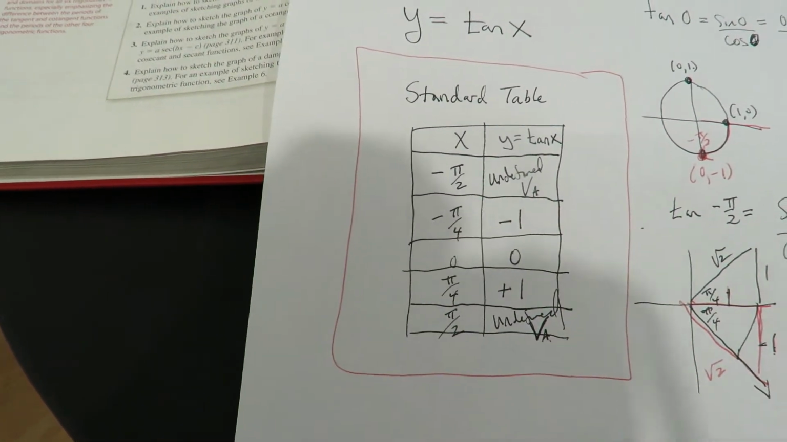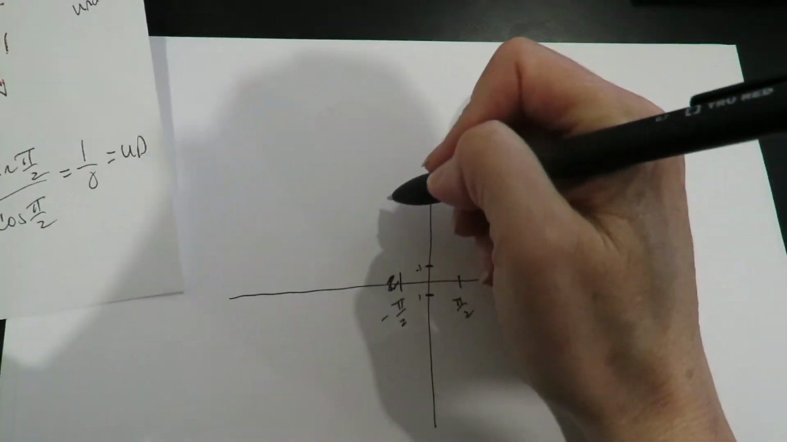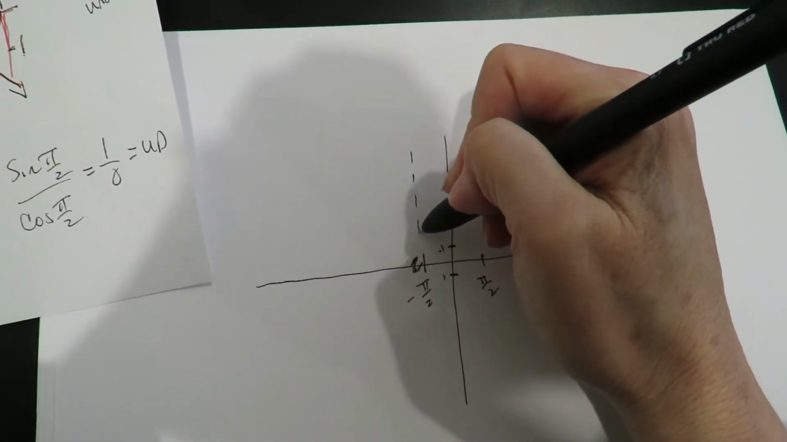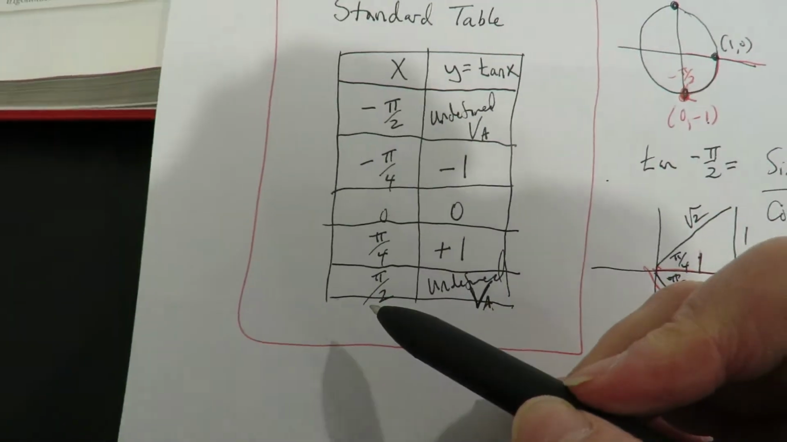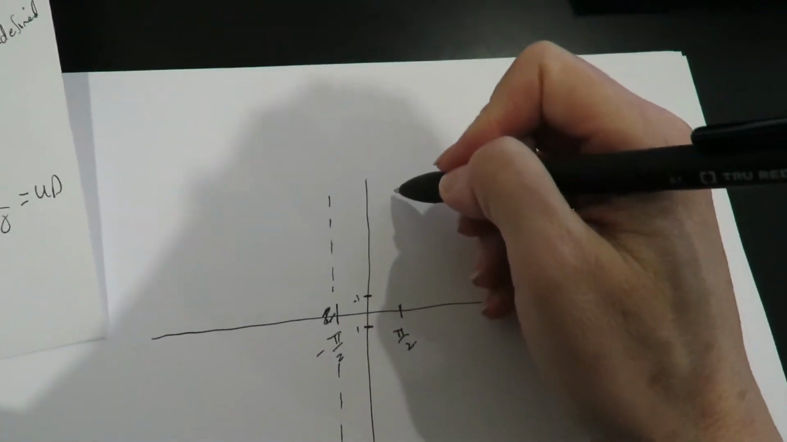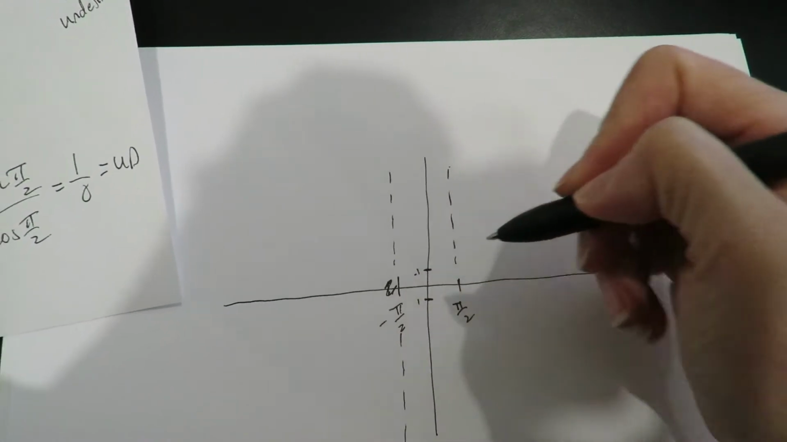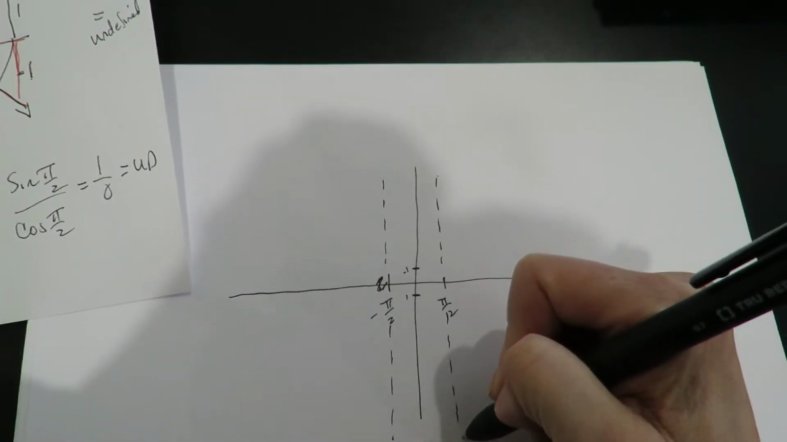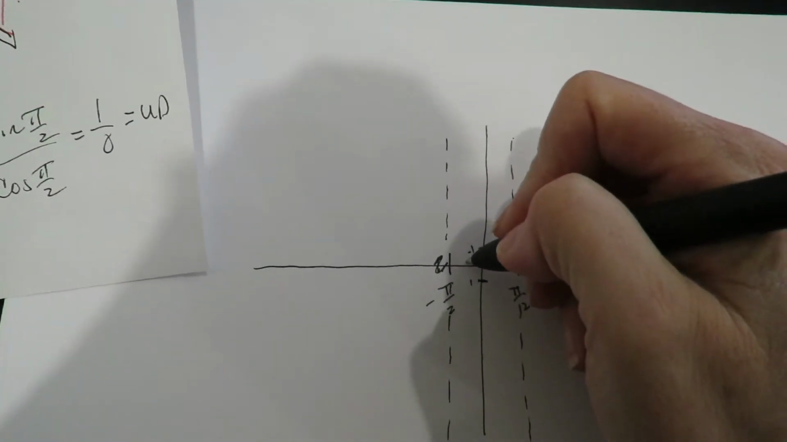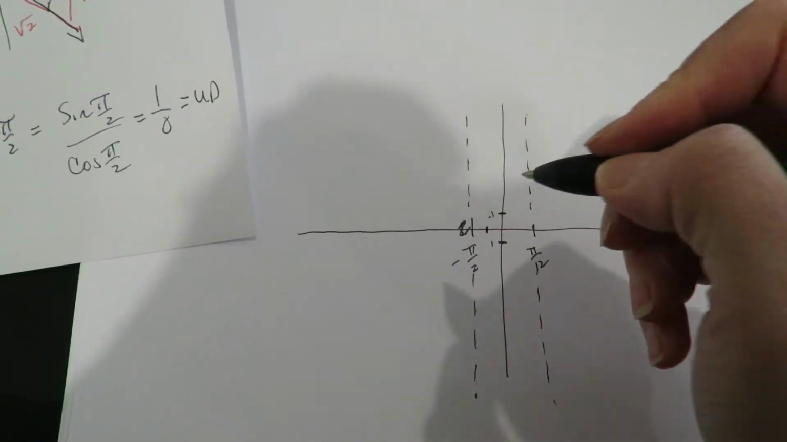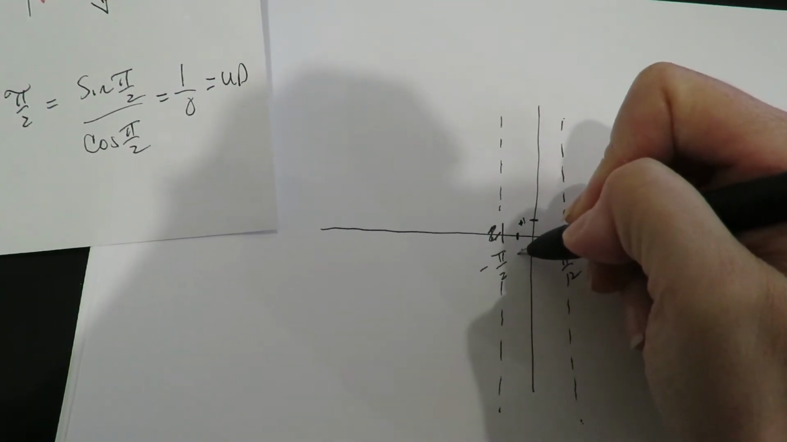So at -π/2, we have a vertical asymptote. At π/2, you also have a vertical asymptote. The reason you have a vertical asymptote is you're dividing by 0. At -π/4, we're at -1. -π/4 is half the distance here. Sorry, this has to be a positive one. This is a -1.